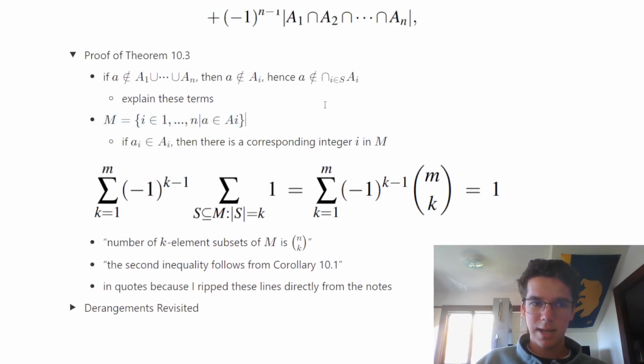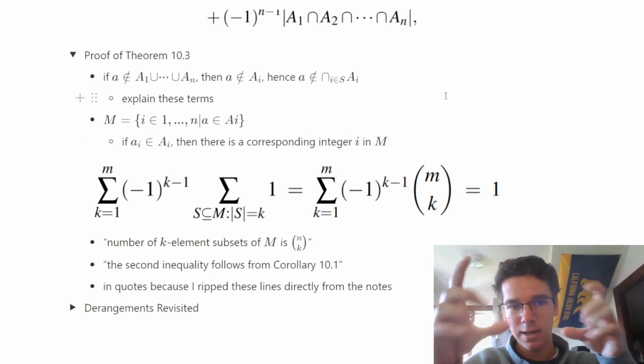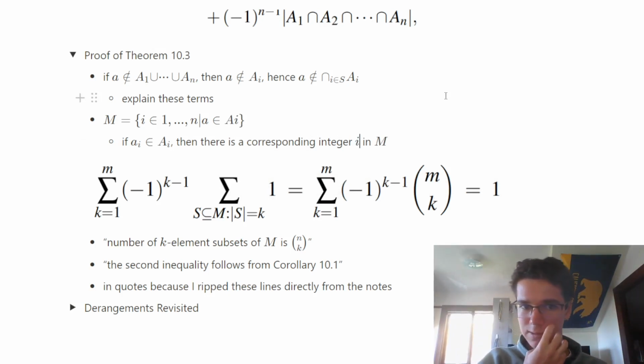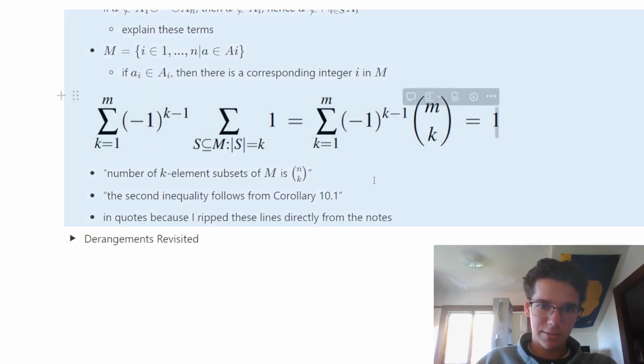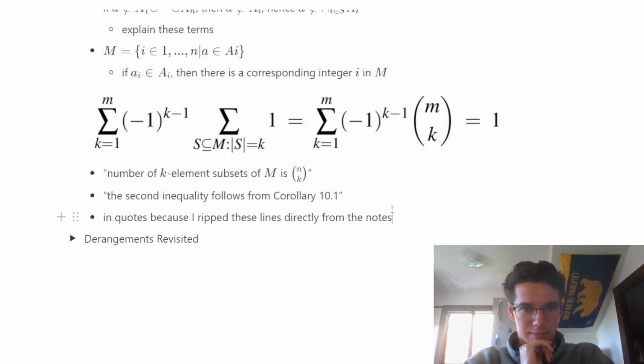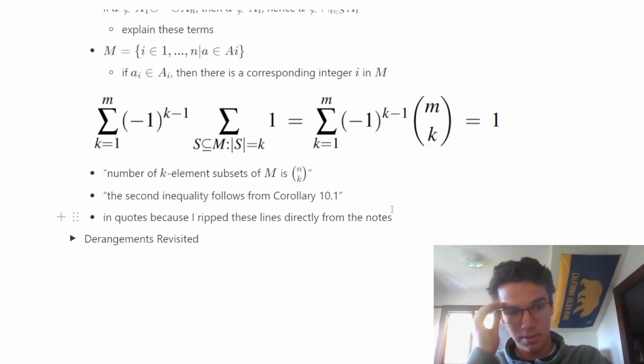And we're going to create the set M, which is going to be a bijection between, so basically we have a subset. Yeah, okay, I'll just say this. If there is an element in A_i, then there's going to be a corresponding integer i in M. So we're taking all of the elements in A_i and boiling it down to an integer representation of each element. And that gives us this equation, which if we put everything together, we should be able to understand, but I'm having a hard time putting everything together.